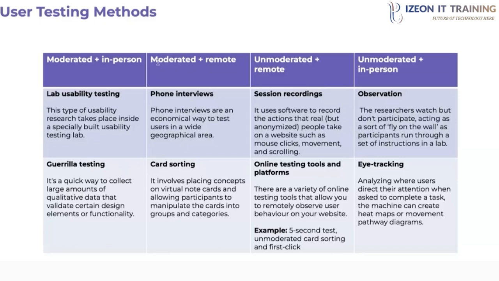Okay. The second column is moderated and remote. Whenever you are taking phone interviews, that is moderated, but they are remote, right? Because you are on the phone interviewing someone. So it is pretty simple in a way. Card sorting involves placing concepts on virtual note cards and allowing participants to manipulate the cards into groups and categories. Again, card sorting can be done remotely, so I would not just put it in moderated and remote, but it can come into moderated in person also. It's a card sorting technique.